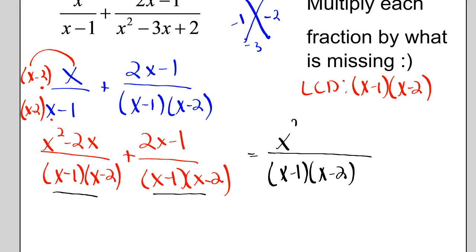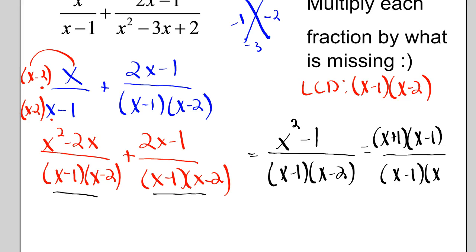x squared has no other like terms. A minus 2x and a positive 2x go to 0, and then I get a minus 1. Okay? So this should look familiar. x squared minus 1 factors to (x plus 1)(x minus 1), all over (x minus 1)(x minus 2).